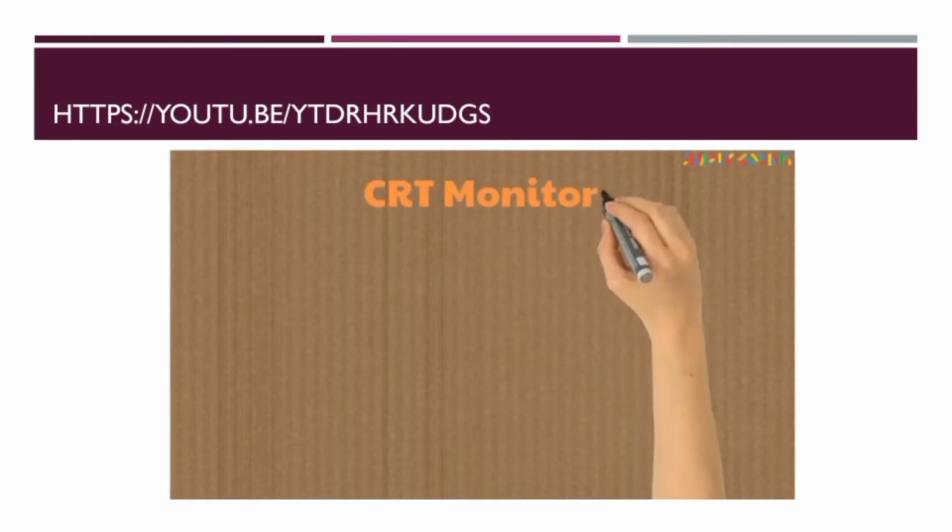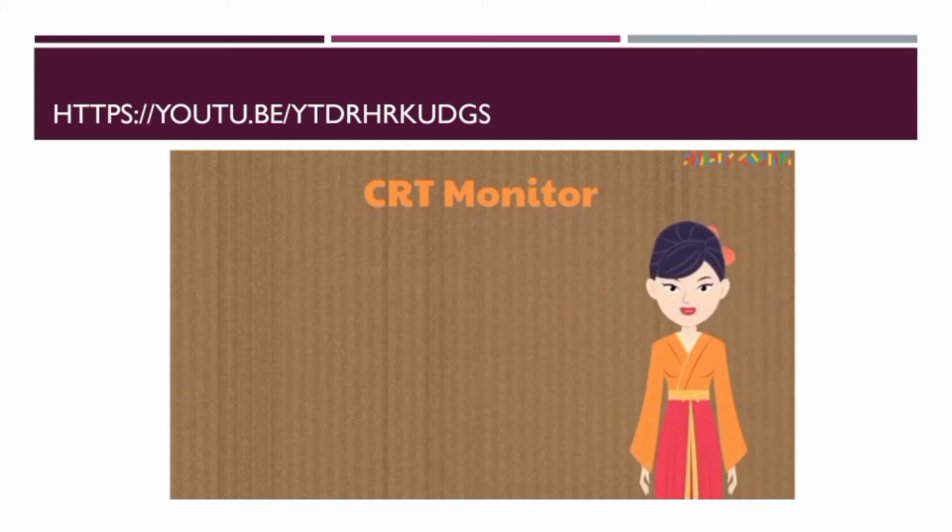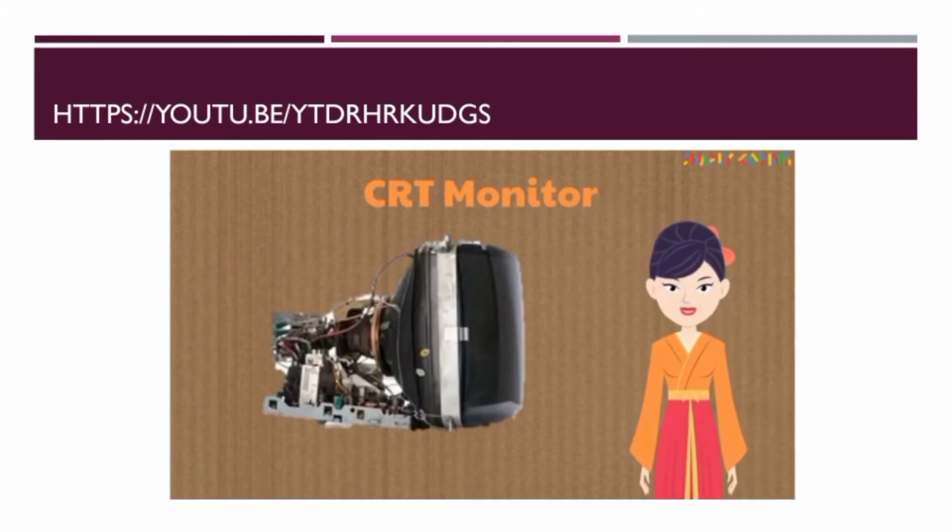There are different types of monitors. Earlier, the cathode ray tube monitor or CRT monitor was used. The screen is coated with a chemical called phosphor, and an electron gun fires electrons on these dots, which glow to give the colors.